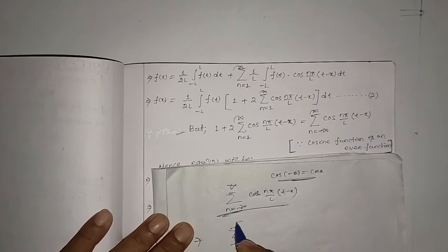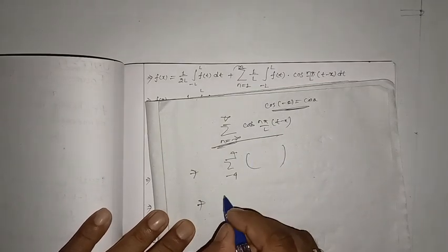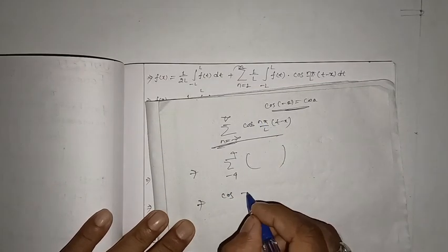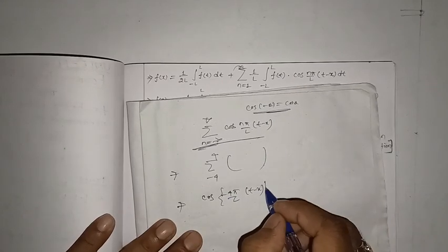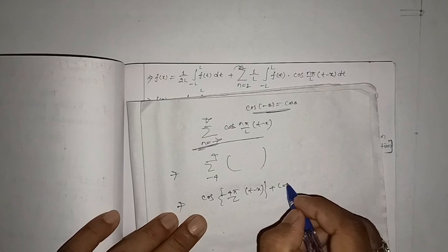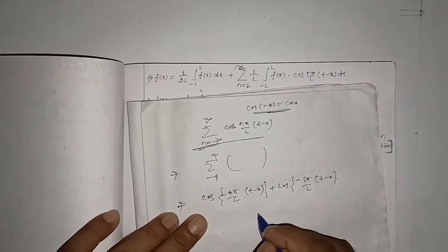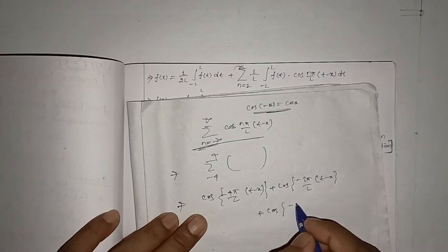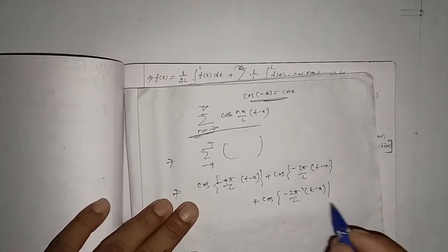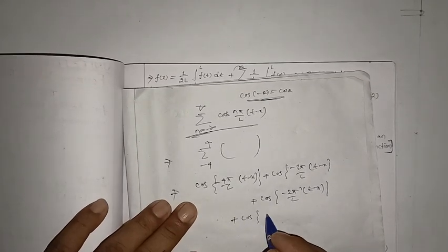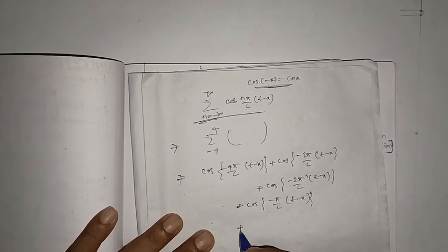Okay, minus 4 to 4, this much. If minus 4 to 4, then what can we write? We can write cos(minus 4 pi by L (t minus x)), then plus cos(minus 3 pi by L into (t minus x)), then plus cos(minus 2 pi by L into (t minus x)), then plus cos(minus pi by L into (t minus x)). Then another term will be here.